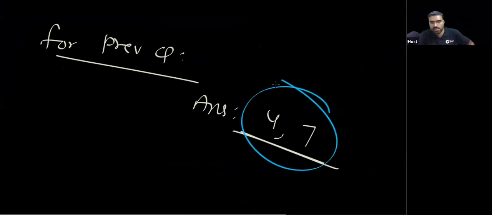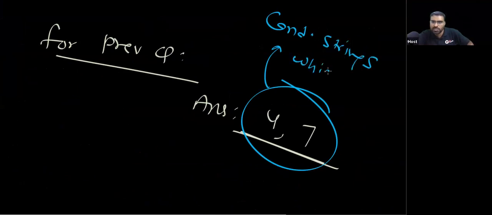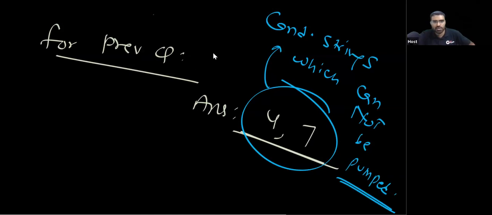Please tell me, did you understand? So for the previous question, what is the answer? The answer is strings 4, 7. These are the candidate strings which cannot be pumped. Okay, so is this point clear? Please let me know.